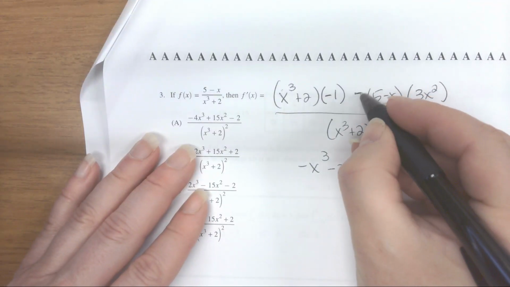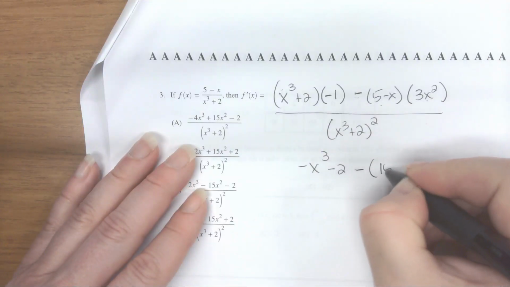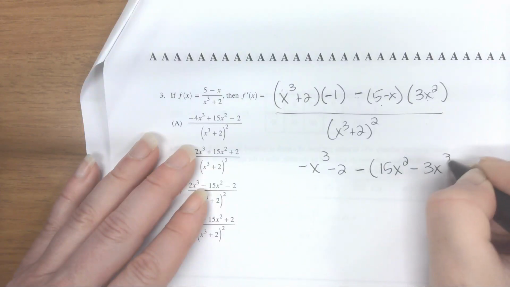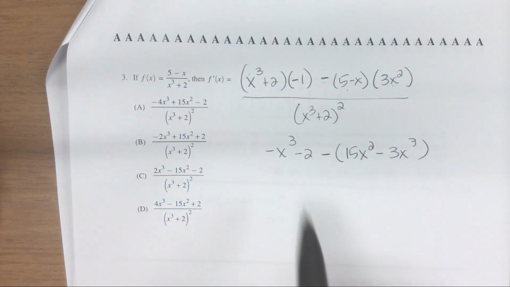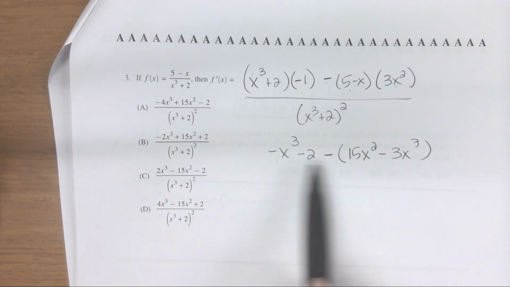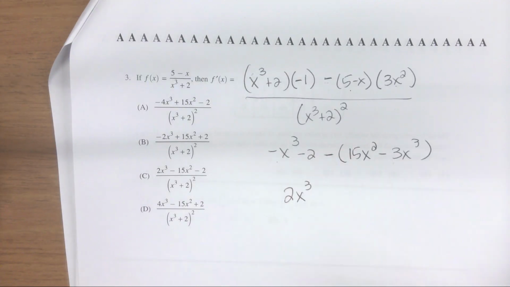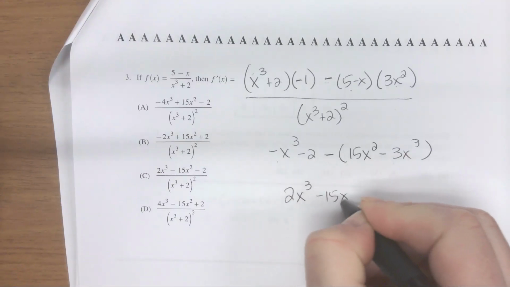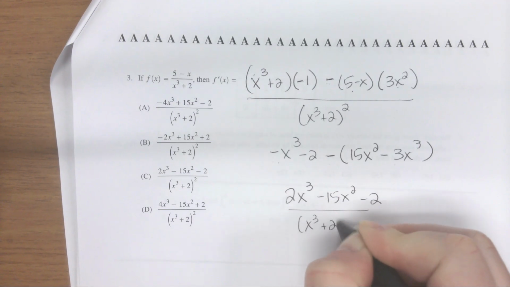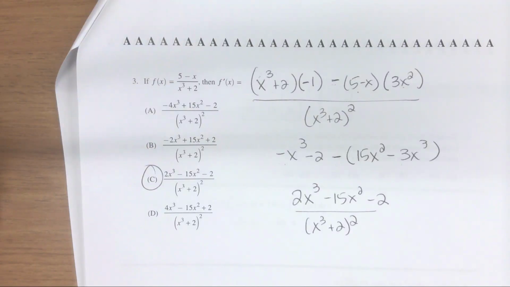Don't forget this is going to be subtraction. Minus 15x squared minus 3x cubed. All right, so putting that together, a minus, this would be now plus. So negative plus that is 2x cubed minus 15x squared minus 2 on top. I'm guessing, did you just make a subtraction error on that? Yeah. Okay, 26.